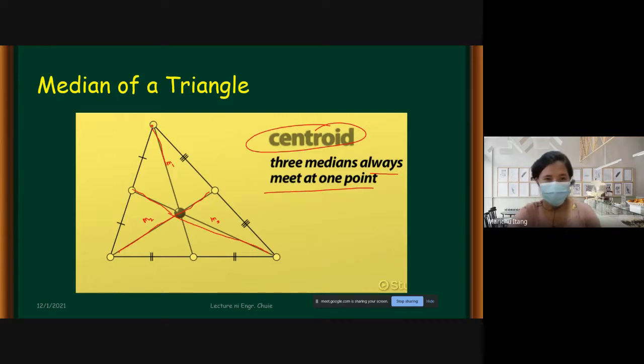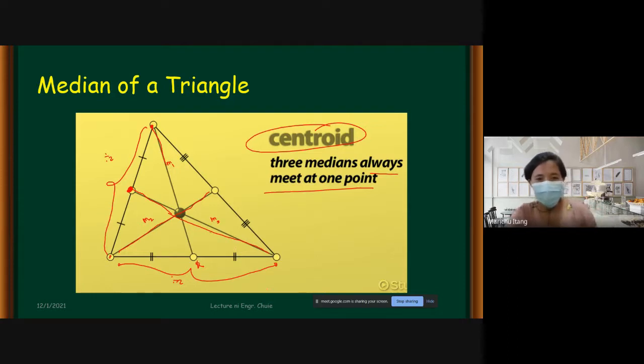Let's say this is the vertex to the other vertex. So we take it half, so divided by 2. So that is the location now of our median. Same is true with the other side. So from this vertex to the other vertex, the length of this line divided by 2, that is now the location of our median along the sides of the triangle.